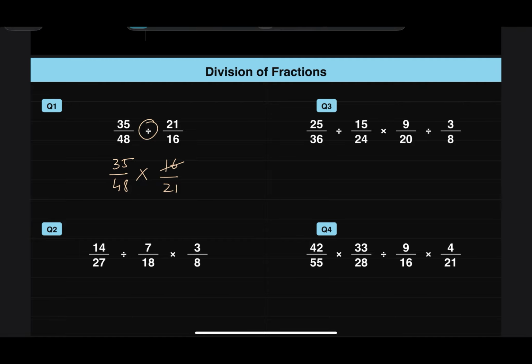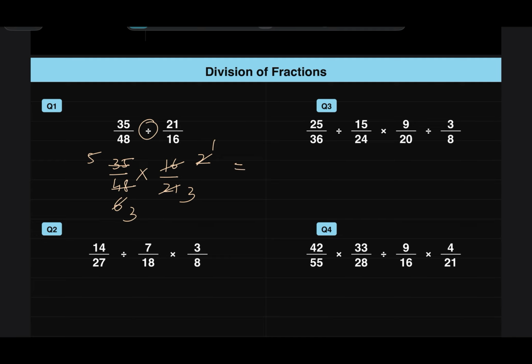16 and 48. Okay, I'll divide it by 8. 8 2s are 16. 8 6s are 48. 35 and 21, it is divisible by 7. 7 threes are 21 and 7 fives are 35. 2 and 6 will still further cancel. 2 ones are 2 and 2 threes are 6.